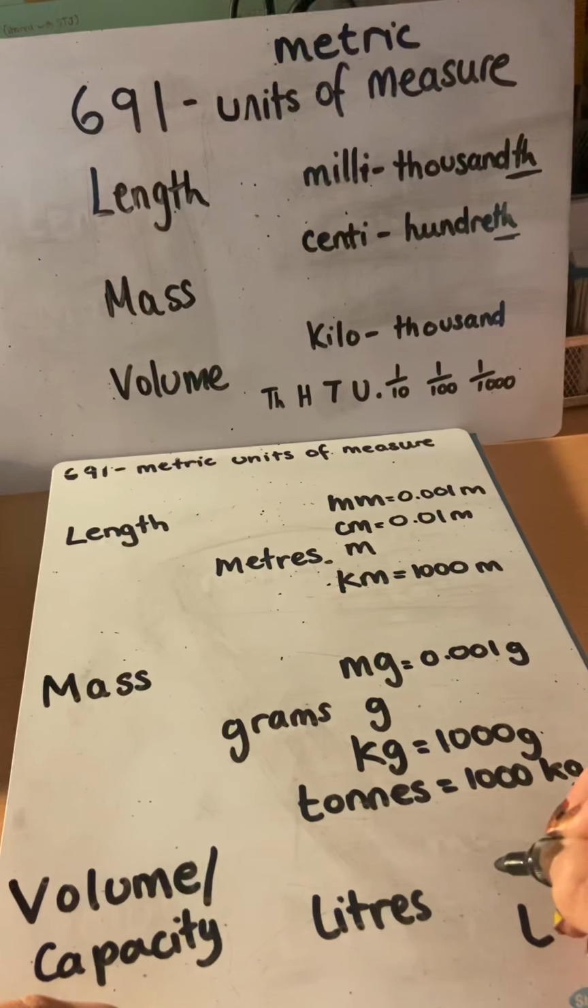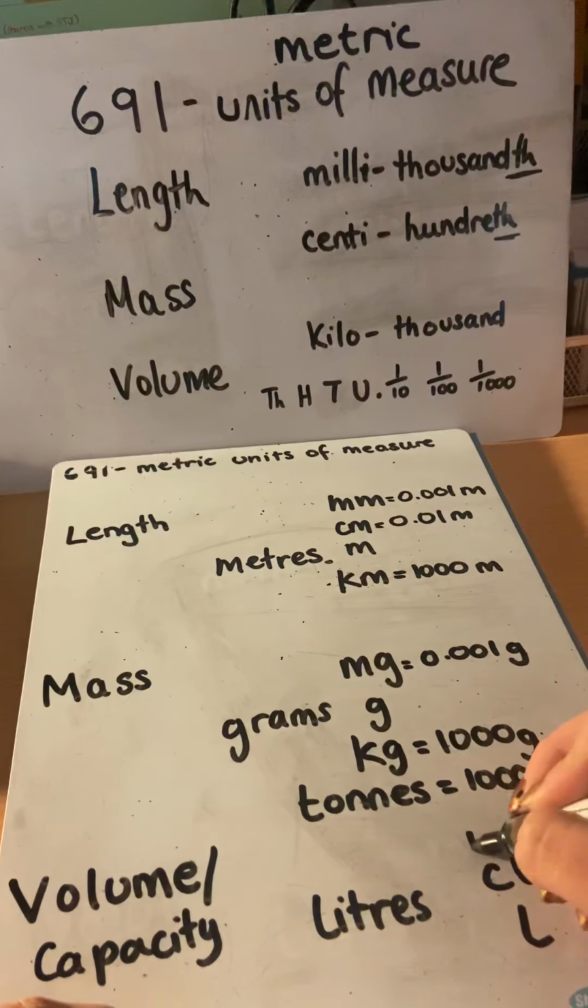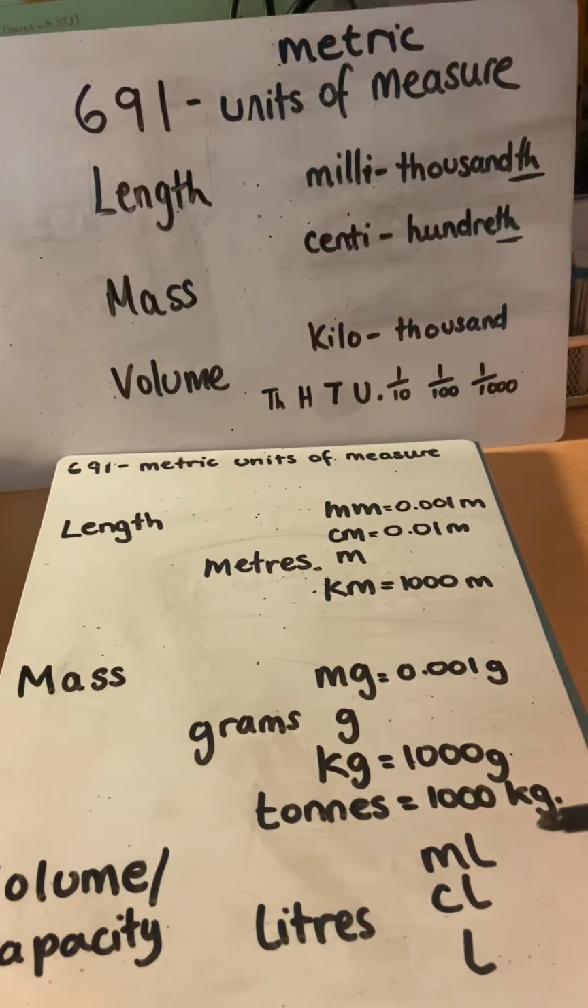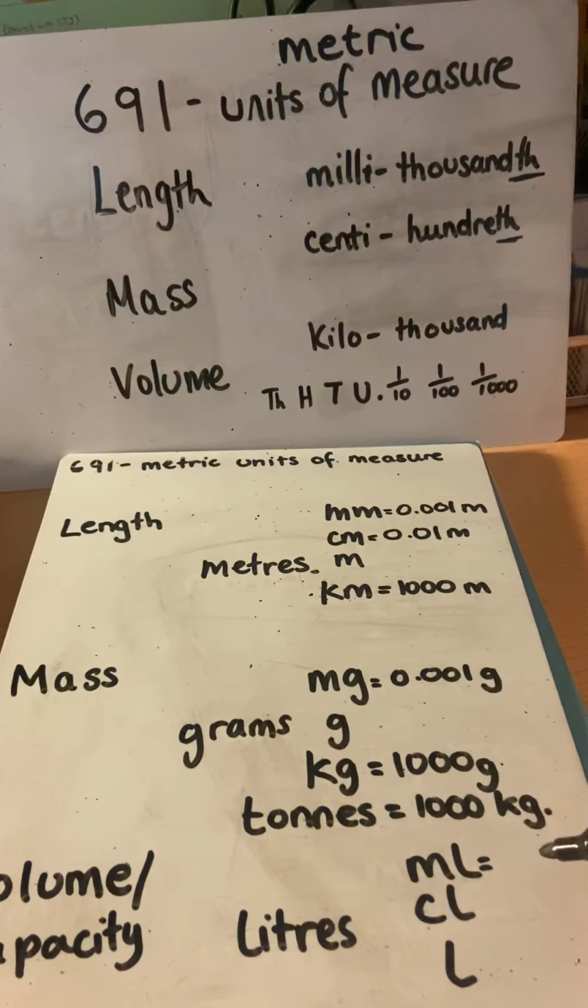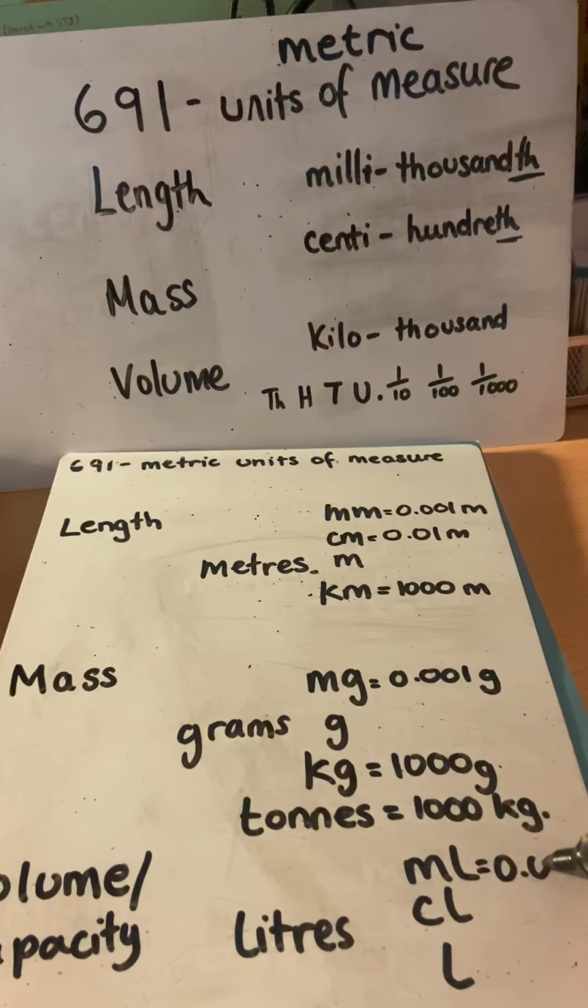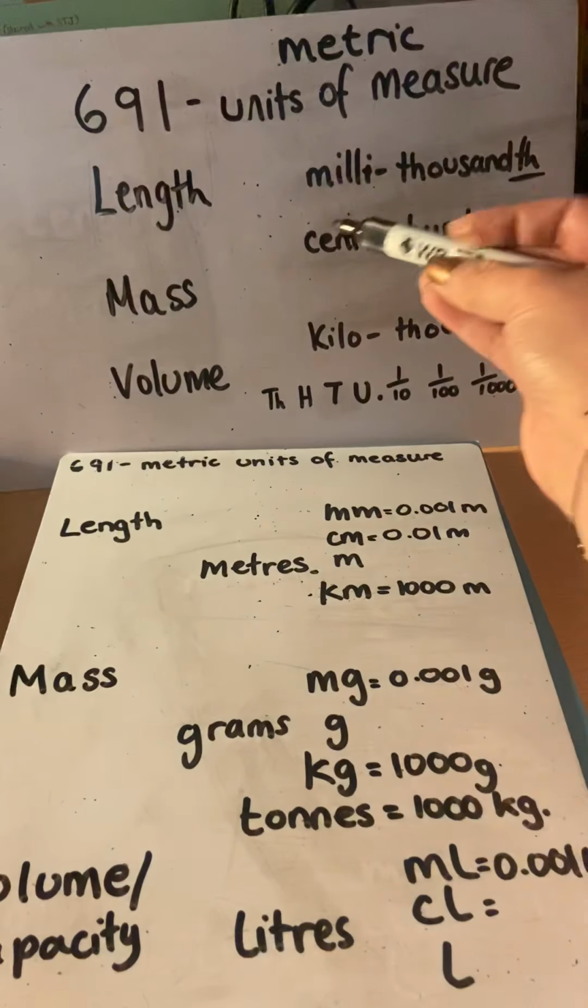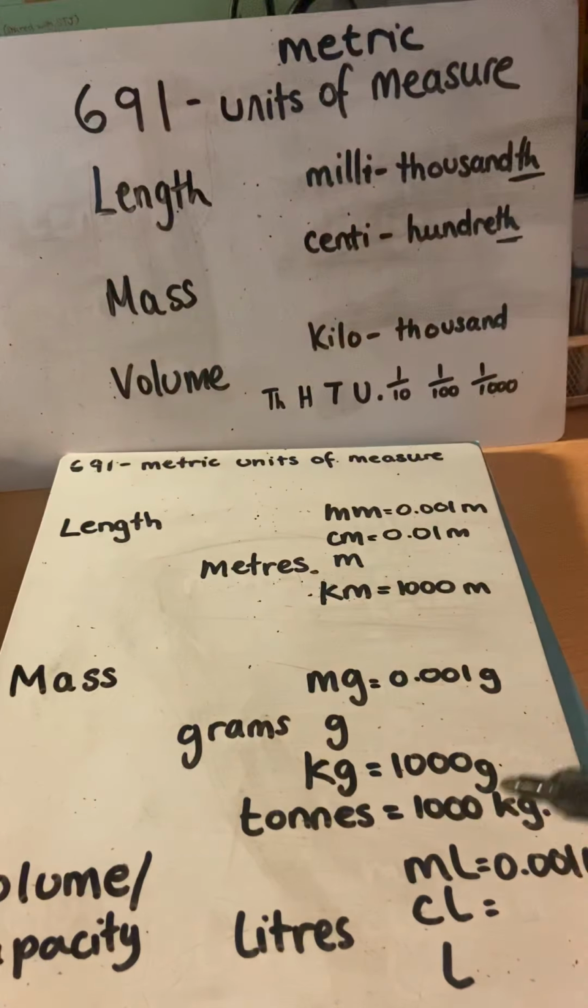We might also use centilitres, not very common, or millilitres. Millilitres we use quite a lot. Again, there's the M, meaning thousandth. So 1 millilitre is 1,000th of a litre. And 1 centilitre, C for centi, hundredth, is 100th of a litre.